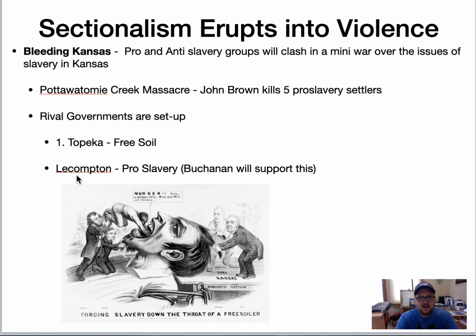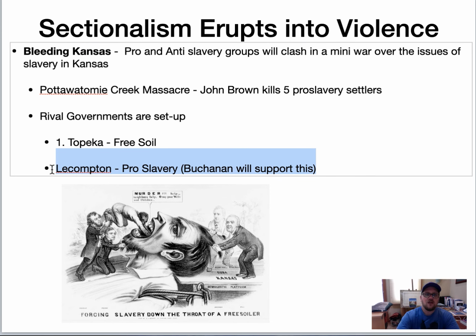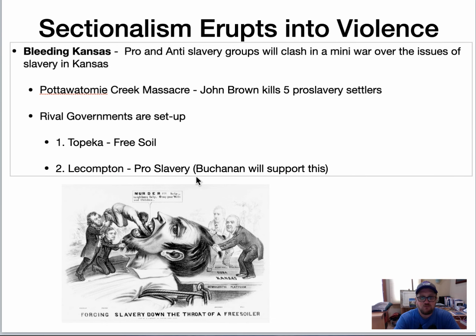Also, 2 rival governments are going to be set up. It's going to be the Topeka government, which is going to be a free soil government, and there's going to be the Lecompton government, which is a pro-slavery government. It's important to note that Buchanan, the president, will eventually support this Lecompton Constitution, which doesn't actually take effect, but his support is going to be a big reason why the Democratic Party is going to split into 2 northern and southern sections.